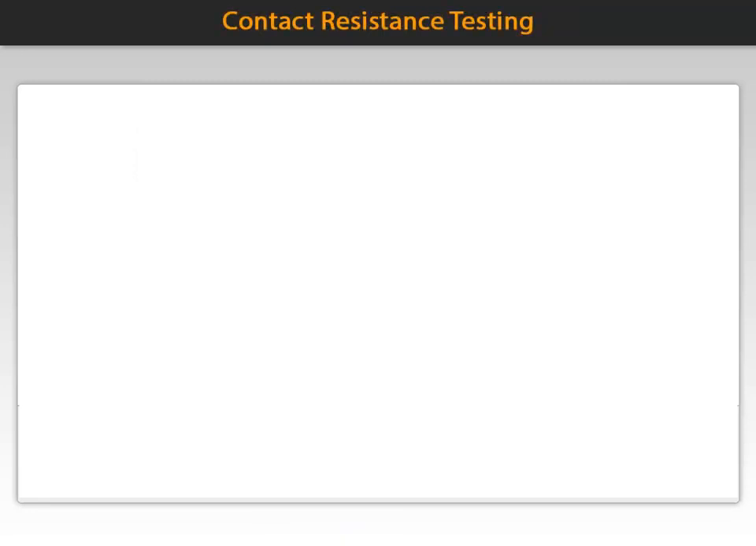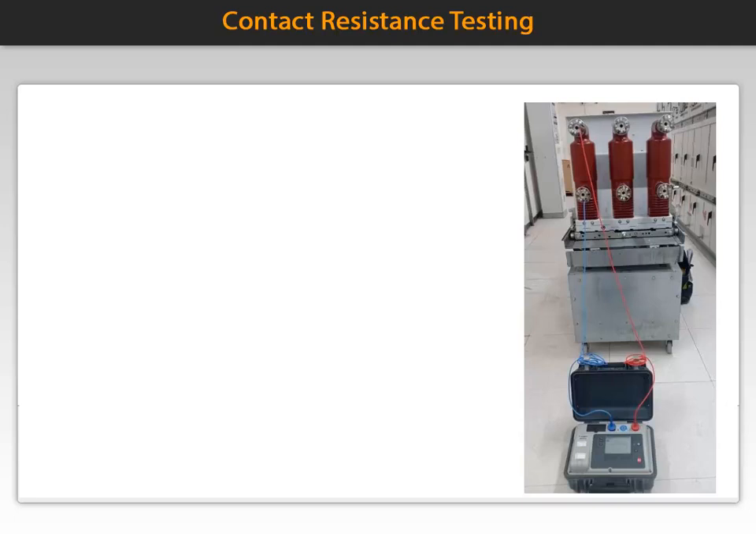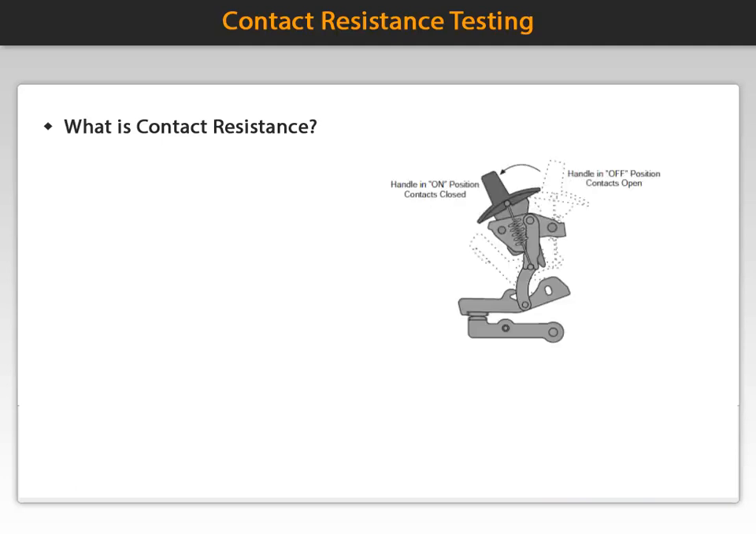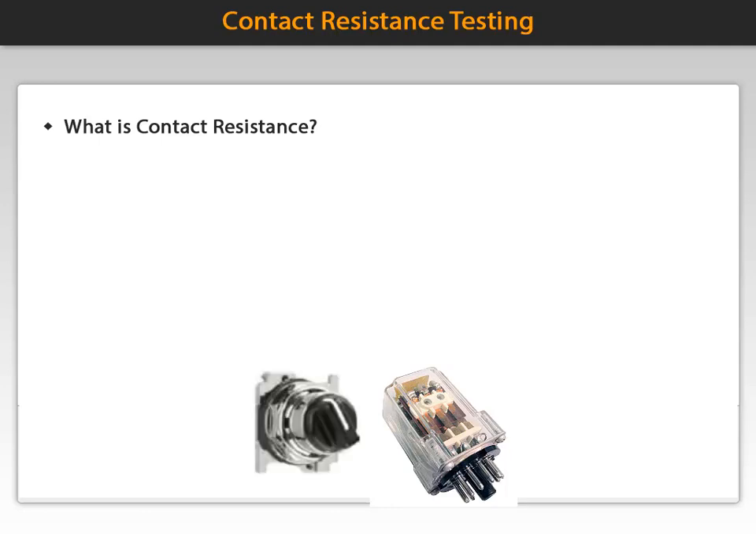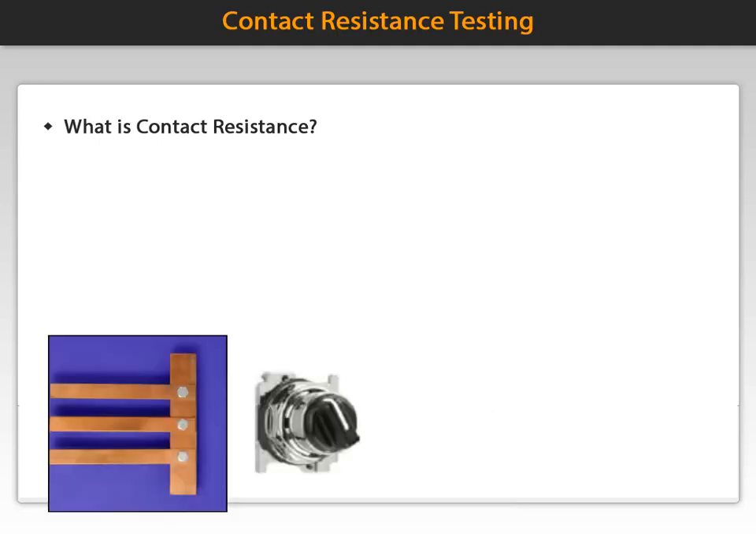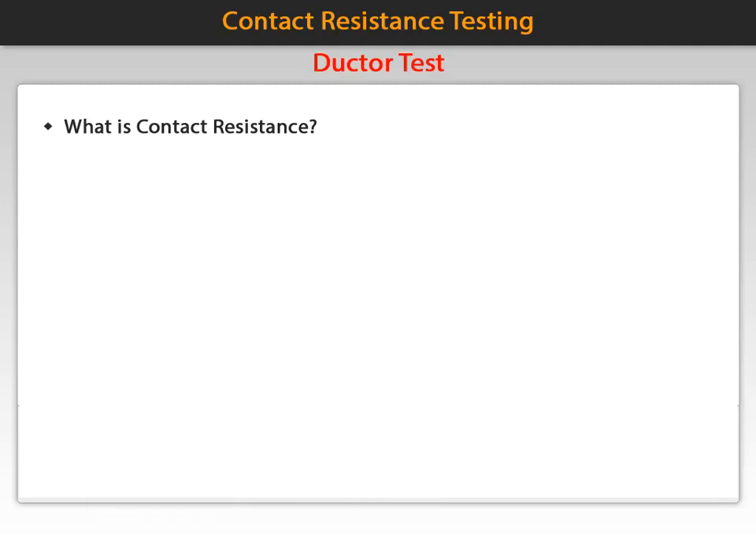Contact resistance testing is a common non-destructive test. First off, let's define the term contact resistance. Contact resistance is the resistance to current flow due to surface conditions and other causes when contacts are touching one another in the closed condition of the device. This can occur between contacts of circuit breakers, contactors, motor starters, relays, switches, or bus connections. The test is also referred to as ductor testing.